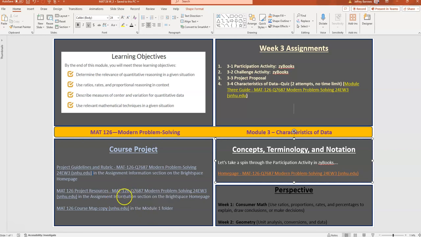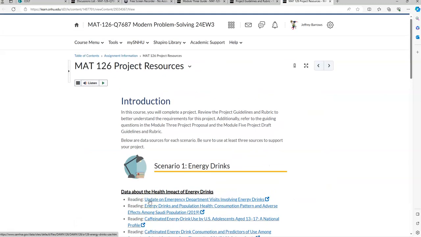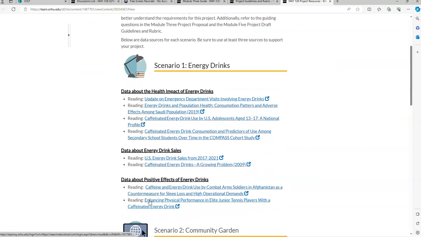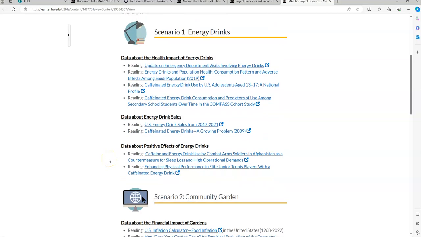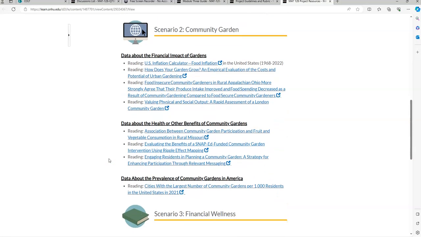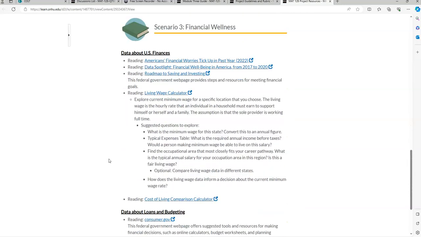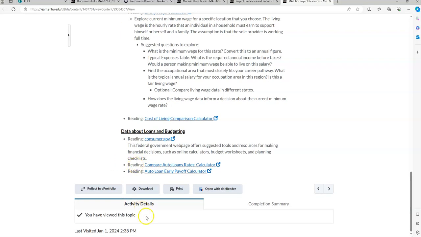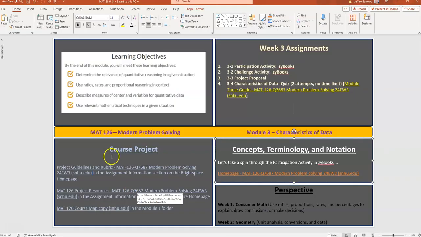Let me take a look at these other links here. Again, this is also in your Module 1 folder. As you choose your scenario and start looking at data, we spent some time last week looking at credible sources and that sort of information. Here you go, with some ideas on what this looks like and maybe where you could find some data. And then finally, one more link here.